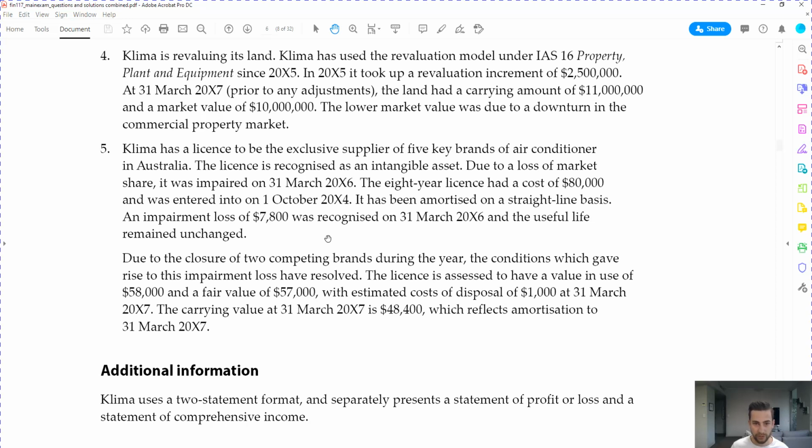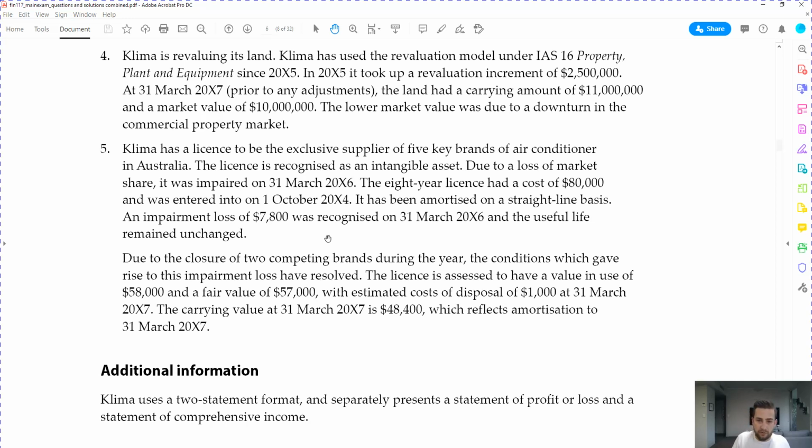Due to the closure of 2 competing brands during the year, the conditions which gave rise to this impairment have resolved. The license was assessed to have a value in use of $58,000 and a fair value of $57,000, with estimated costs of disposal of $1,000 at 31 March 2017.